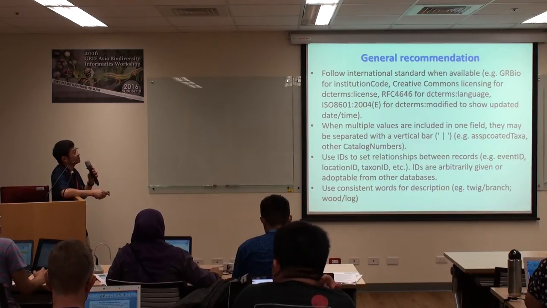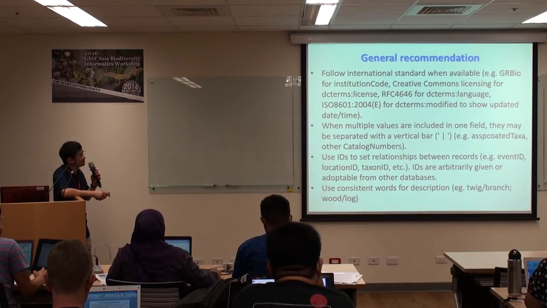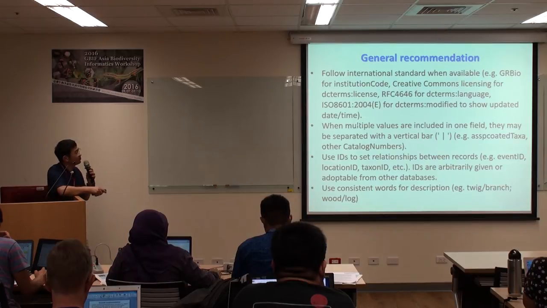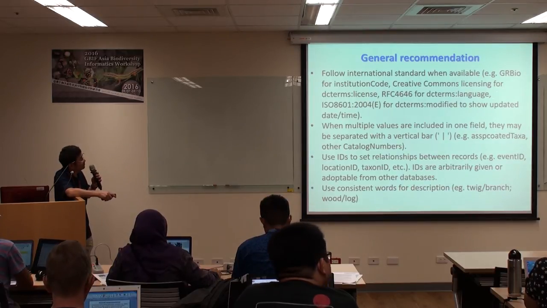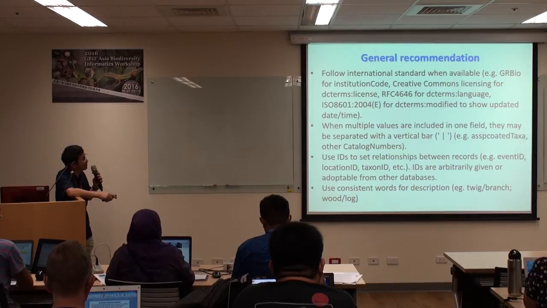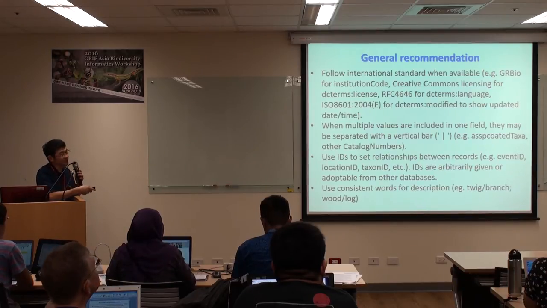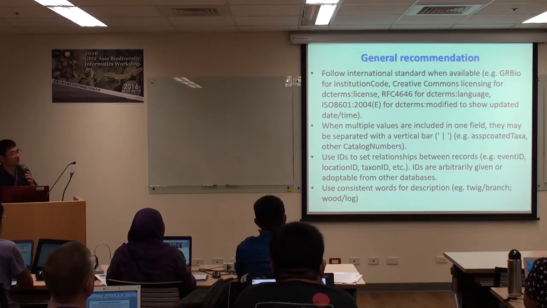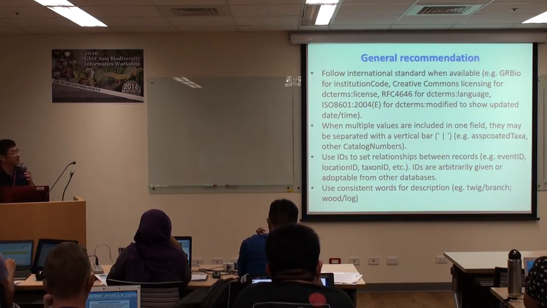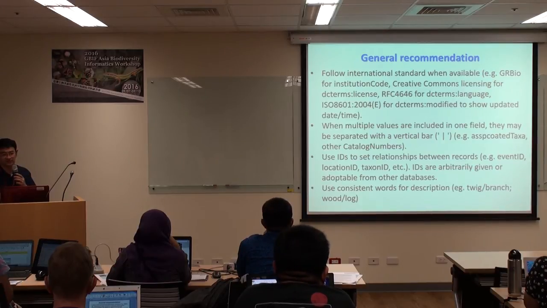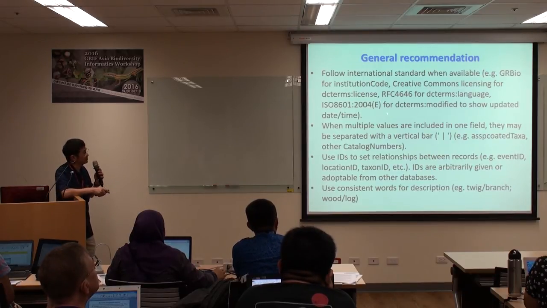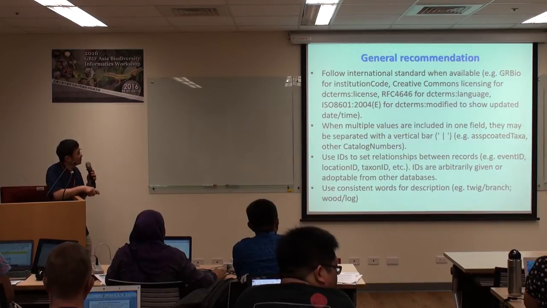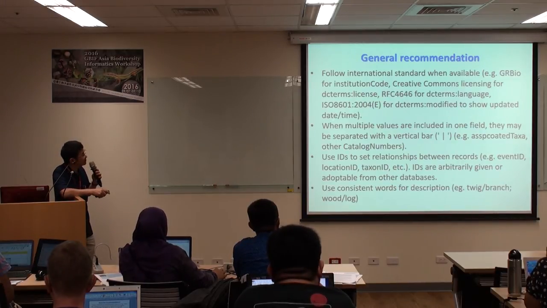About the licensing, please use a Creative Commons license, a DC terms license. And if you're supposed to input the language, use the standard for language. There are a number of examples here. If you look at the printed materials for the language, you can see that EN is for English, JP is for Japanese, something like that. So please use the internationally standardized code for these. And that is true for time and date.